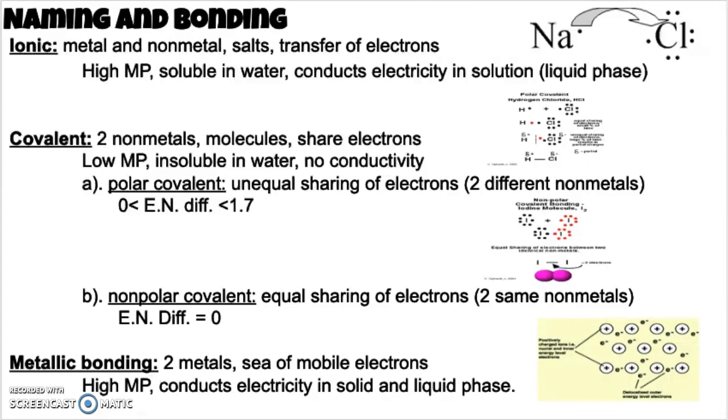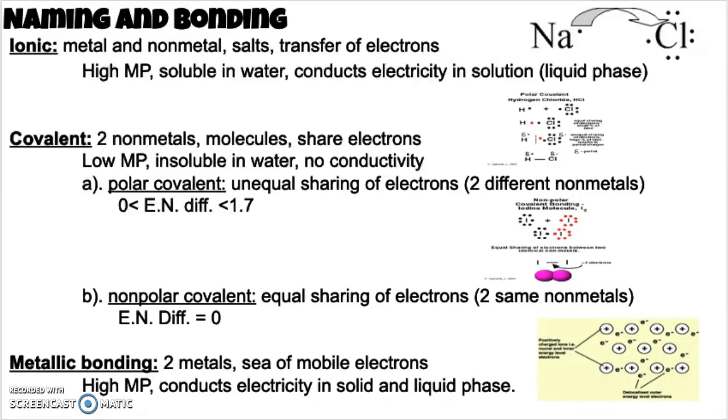You can figure out if it's a polar covalent bond by looking at the electronegativity difference. Electronegativity values can be found on Table S in your reference tables. If you look up the two nonmetals, for example hydrogen and chlorine, and subtract their electronegativities, and the difference is greater than 0 and less than 1.7, then it's a polar covalent bond. However, nonpolar covalent bonds have equal sharing of electrons between two of the same nonmetal, and the electronegativity difference is 0.